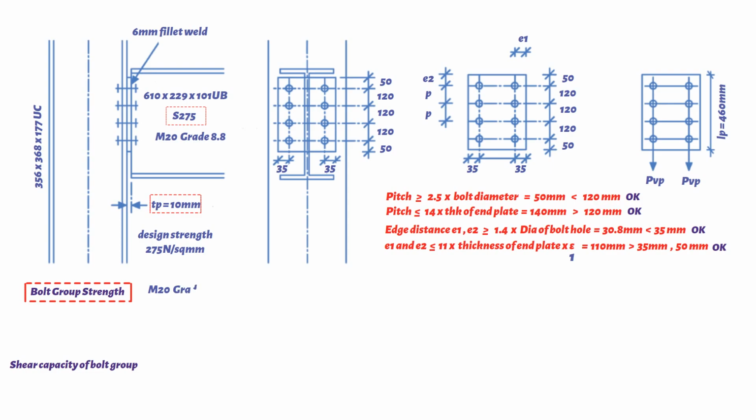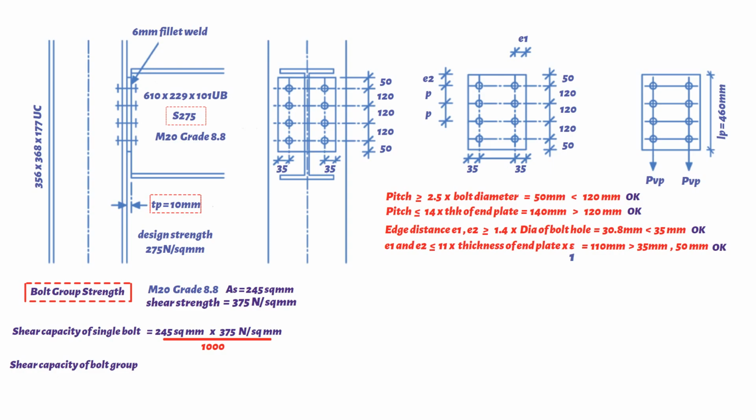For M20 grade 8.8 bolts, tensile stress area equals 245 square millimeters, and shear strength 375 Newton per square millimeters. The shear capacity of single bolt equals tensile stress area, multiplied by shear strength. We need to watch our units here. Square millimeters, multiplied by Newton per square millimeters, so divided by 1000 to get our value in kilonewtons. This gives us a value of 91.9 kilonewtons.